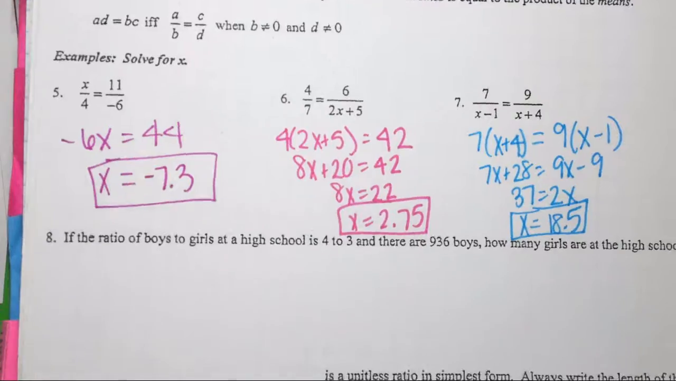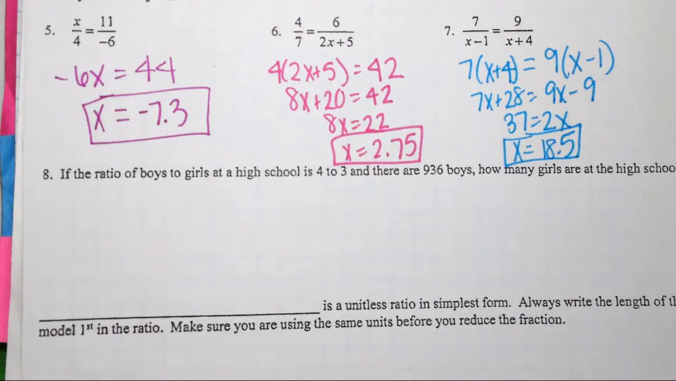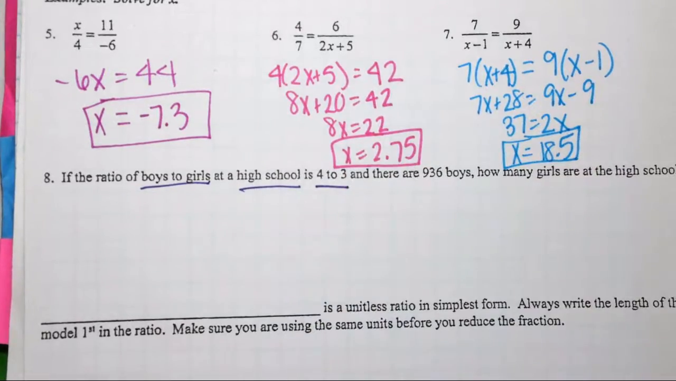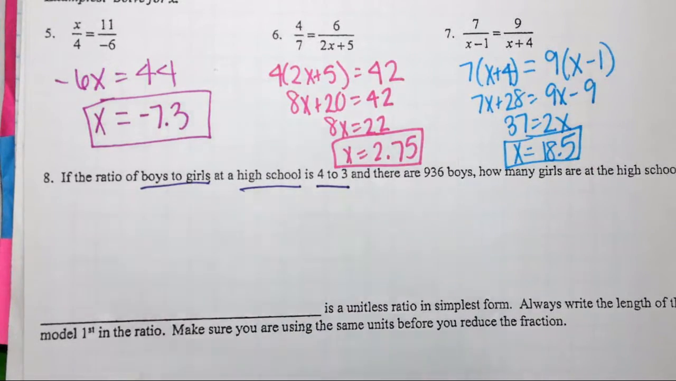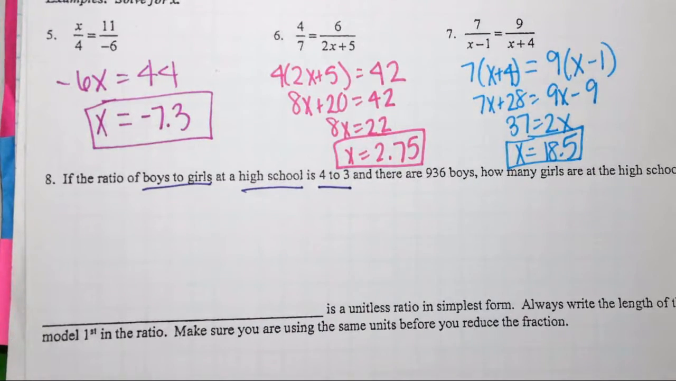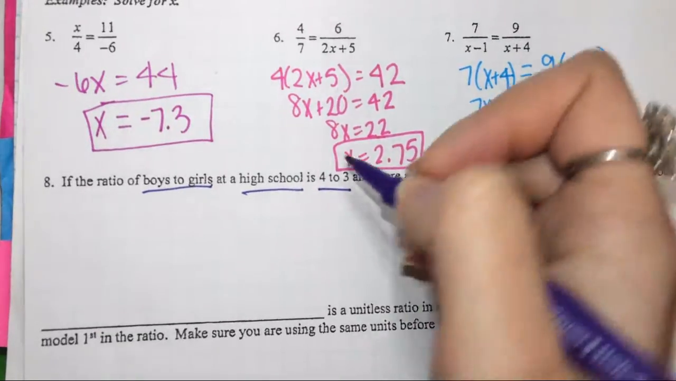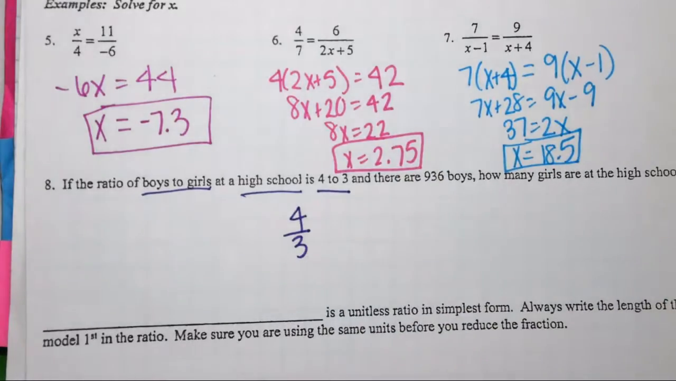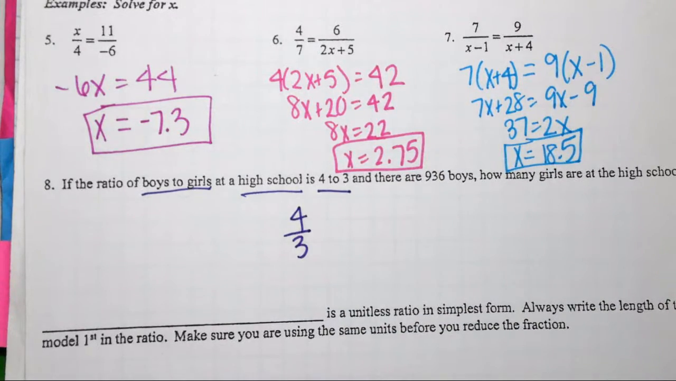All right, so now let's apply this to a word problem. This says that the ratio of boys to girls at a high school is 4 to 3. So what would this look like as a fraction? 4 over... It's not over because we're not cows. 4 divided by 3, or 4/3. Good, Mazera, take a point.